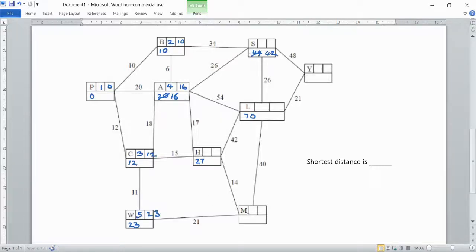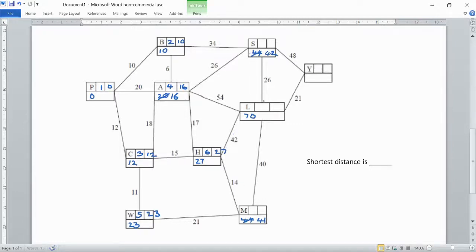Keep going. There's only one place I can reach from Wigan, which is Manchester, which is another 21 miles. So that's 44 miles to store for Manchester. The smallest value in memory at the moment is Horwich with 27. So let's label that as our sixth town whose shortest distance we're sure of. From Horwich, I can reach Manchester in another 14 miles. So that's 41 miles, which beats the 44 miles. So delete 44 from memory and store 41.